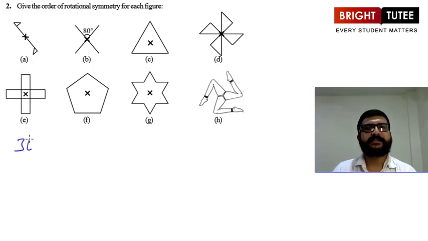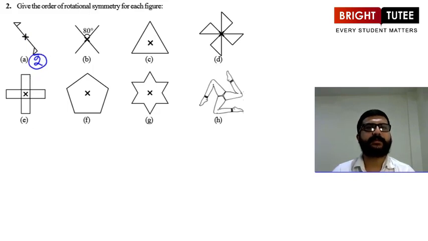So now 360 divided by 180, this is 2. It means while completing the rotation of 360 degrees, we are going to get 2 positions when we will get exactly the same figure. So the order of symmetry for this one is 2. For the first part of the question, the answer is 2. That is, the order of rotational symmetry for this figure is 2.